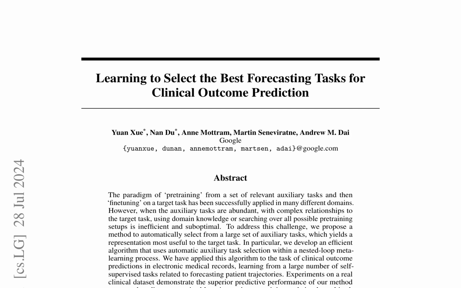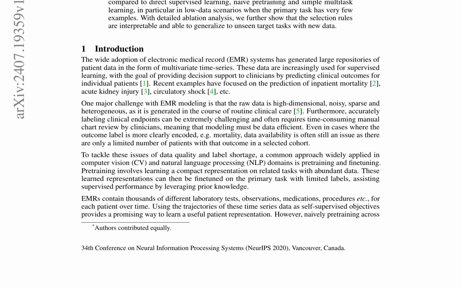In the context of clinical outcome prediction in electronic medical records, pre-training involves learning a compact representation on related tasks with abundant data, which can then be fine-tuned on the primary task with limited labels. However, naively pre-training across all measurements can lead to a representation oblivious of the target clinical prediction task. With complex relationships between measurement trajectories and the primary outcome, the decision of how to structure pre-training is not straightforward.